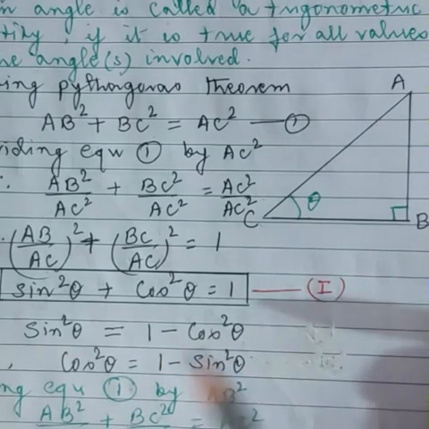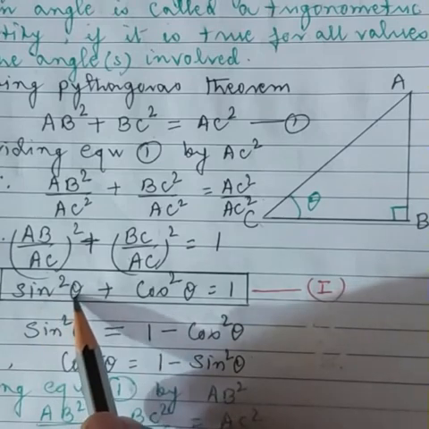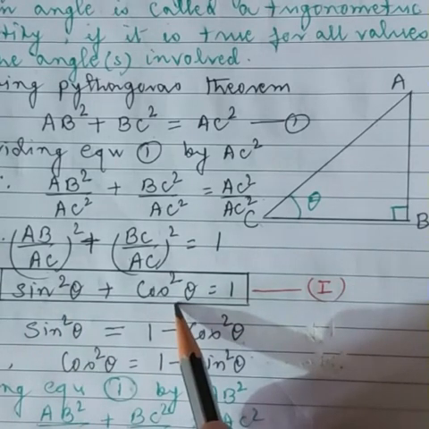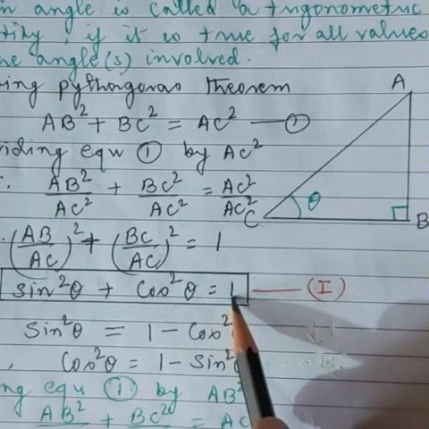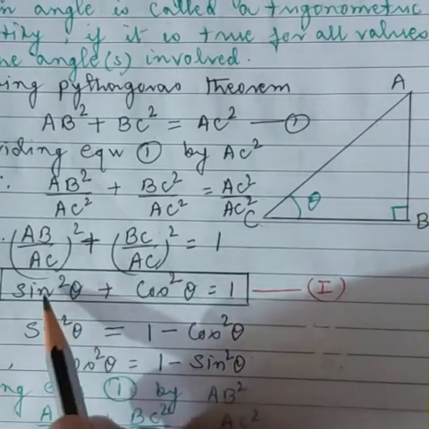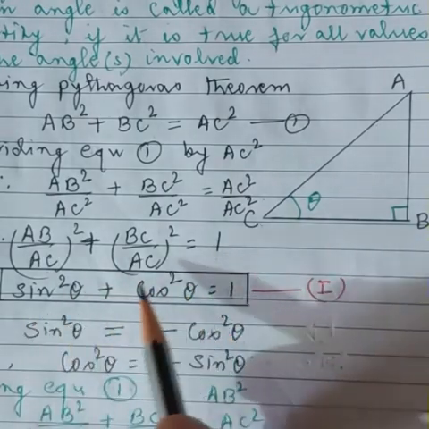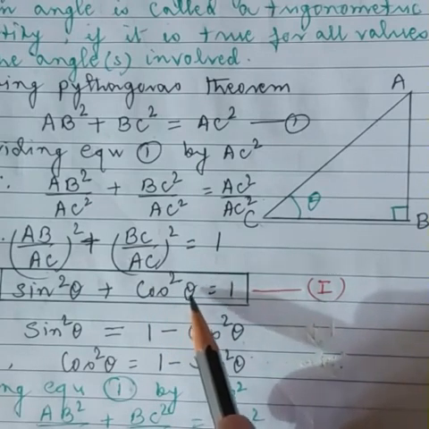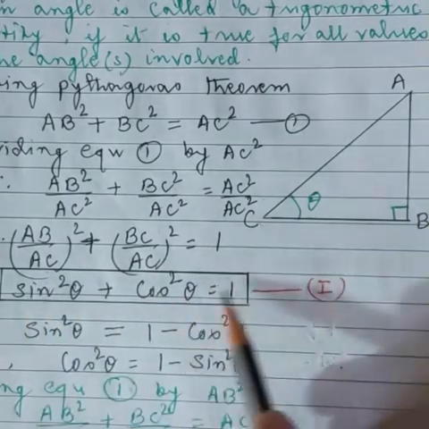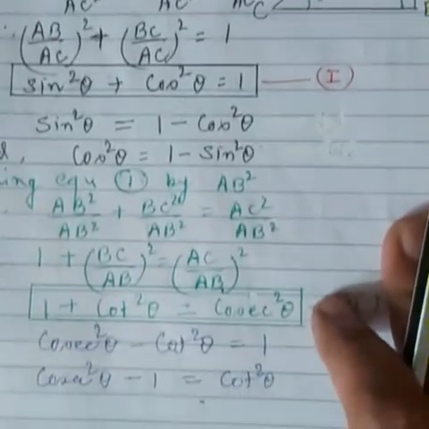Okay, and here if we put the value of theta is equal to 0 degree, then sin 0 degree is 0, cos 0 degree is 1, so 0 square plus 1 square is equal to 1. So this identity is true for all the values of the angles. Similarly for 30 degree, 45 degree, 60 degree, 90 degree, it will be true for all the values of angles. Now let us move to the next.